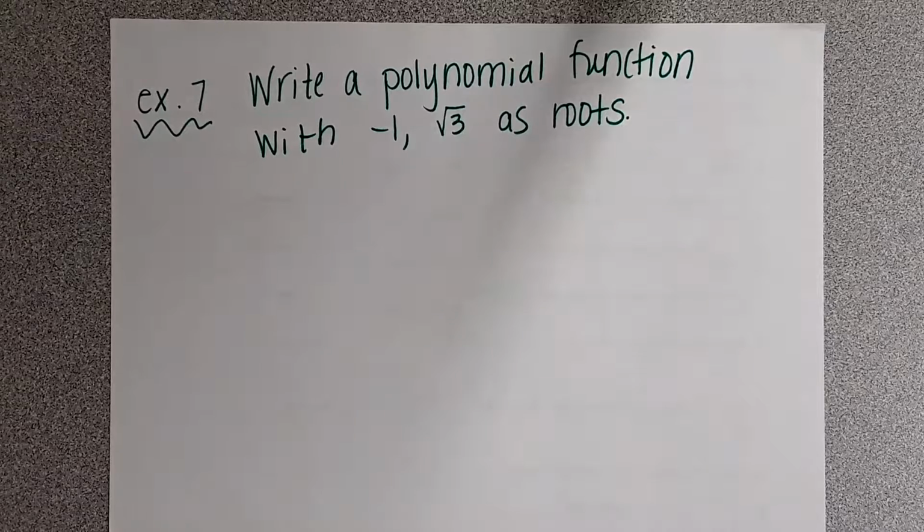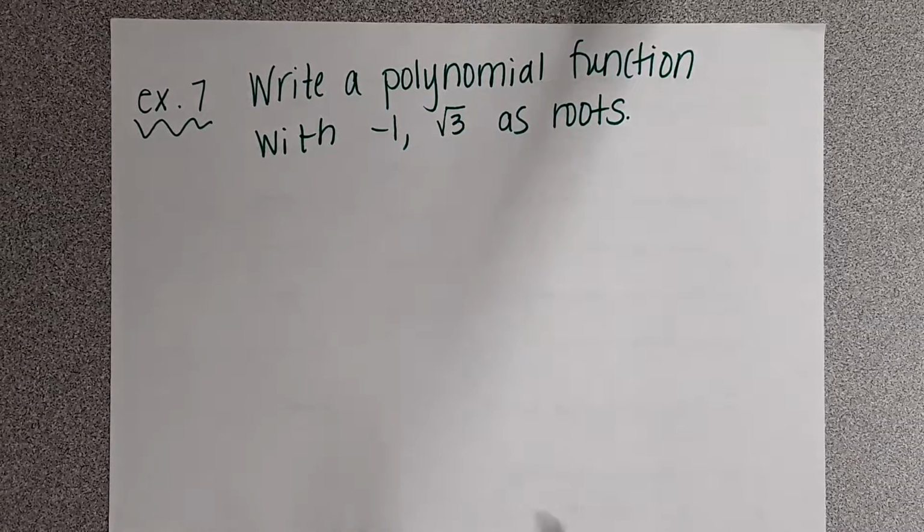Okay, so we have a root as -1, and we have a root as the square root of 3. So they're both real roots, except one is rational and one is irrational. Irrational roots, those are your square roots, they come in pairs. They come in a positive and a negative. They won't ever tell you, you just have to know.